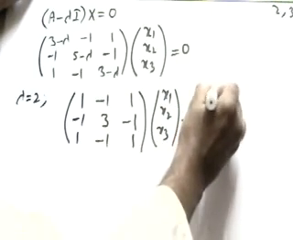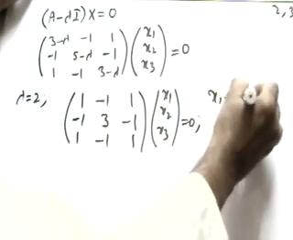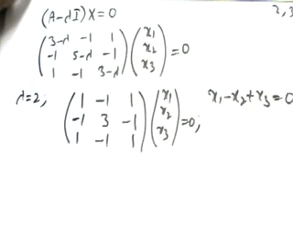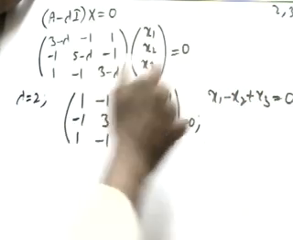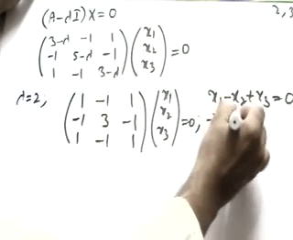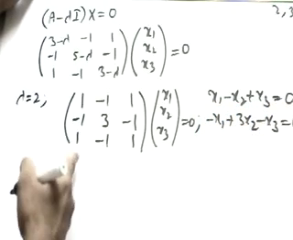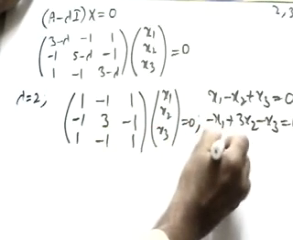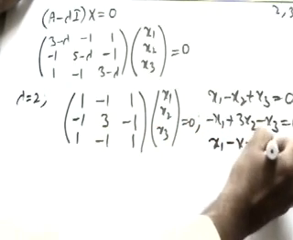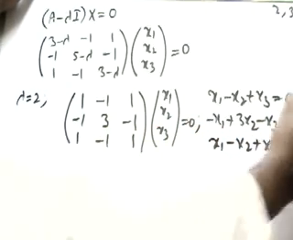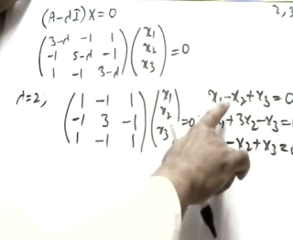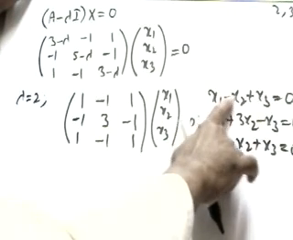Now if we multiply, we'll get the equations: x1 minus x2 plus x3 equals 0. Now here, minus x1 plus 3x2 minus x3 equals 0. And the third one is x1 minus x2 plus x3 equals 0. Let me solve this too. We already know how to solve.